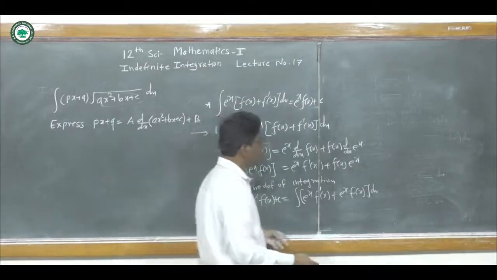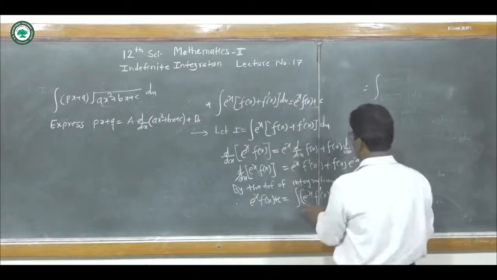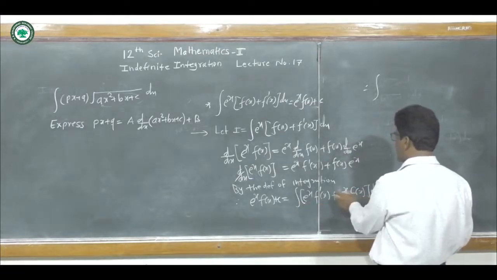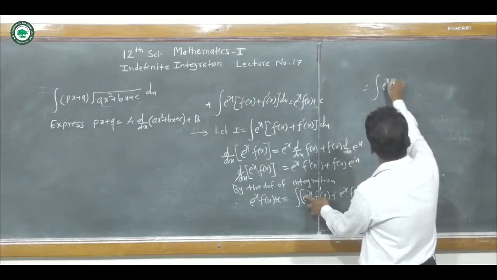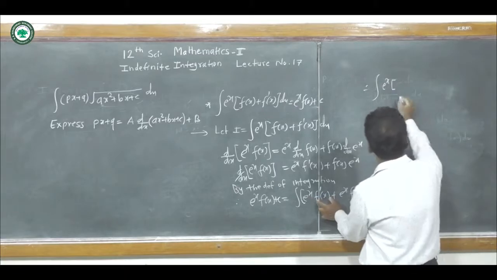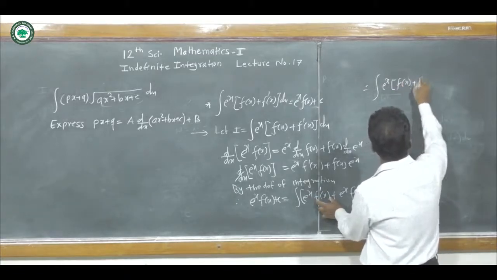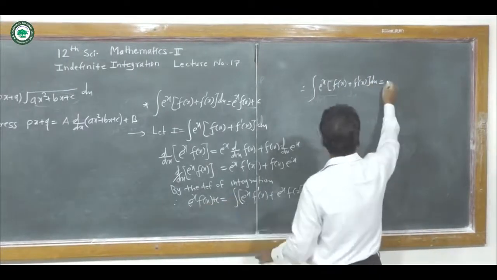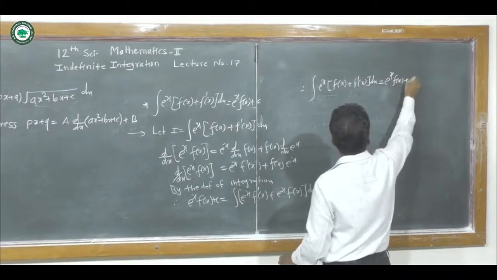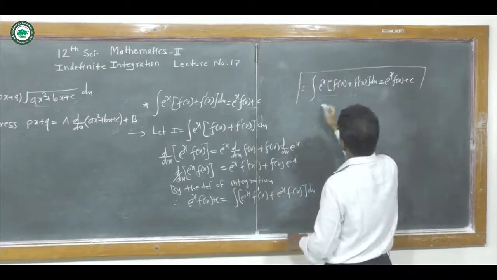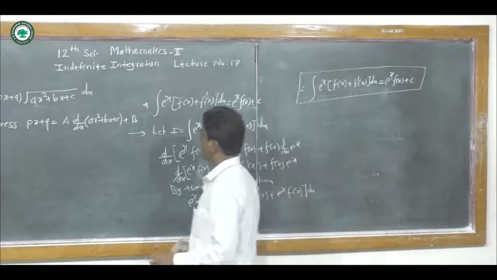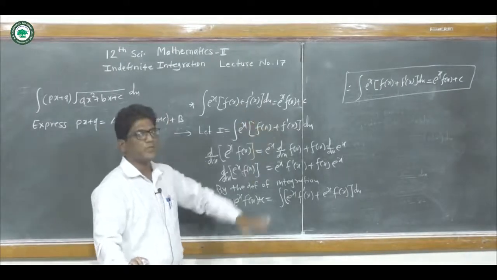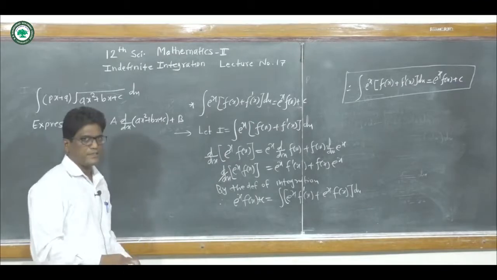So we change the side, and therefore we get integration of e to the power x f dash of x plus e to the power x f of x dx. Here we take e to the power x common, and in the bracket firstly we write f of x and then f dash of x. So integration of e to the power x f of x plus f dash of x dx is equal to e to the power x f of x plus constant of integration, and this is the proof of this theorem.